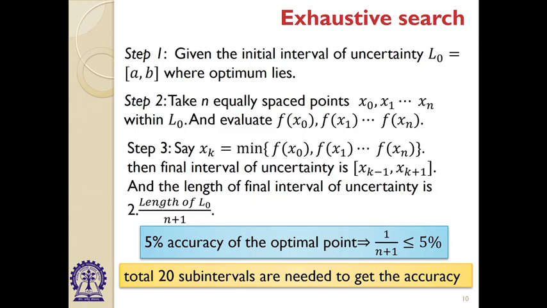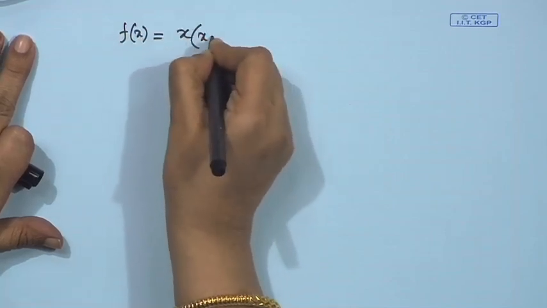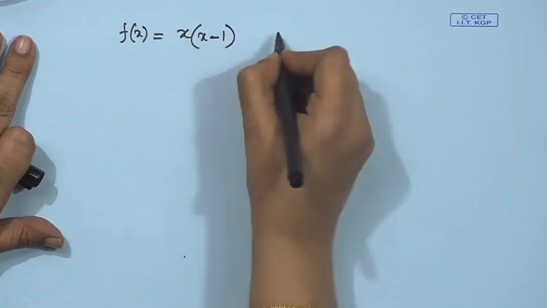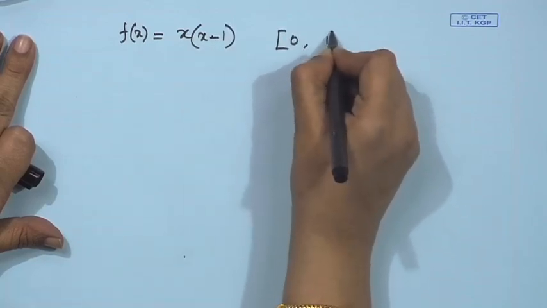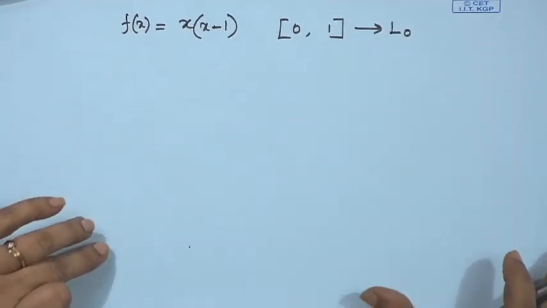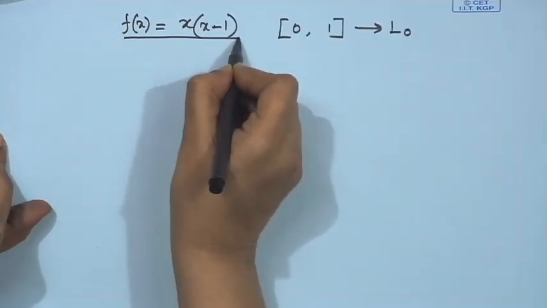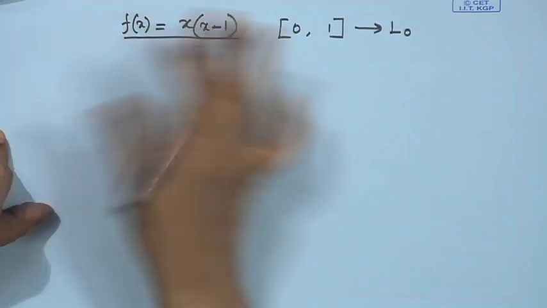Okay. Let us consider one example for this. There is one function, and the function is very simple. This is a continuous function, x into x minus 1, within the interval 0 to 1, and this is my initial interval of uncertainty. Alright. We want to find out where the optimum is. That means we want to get an interval of uncertainty that is much smaller than this initial interval of uncertainty.